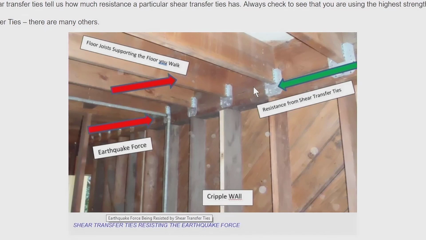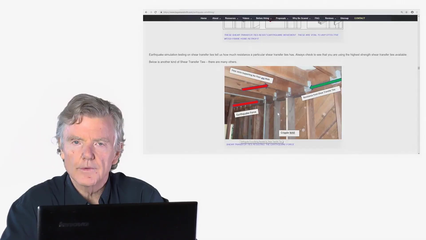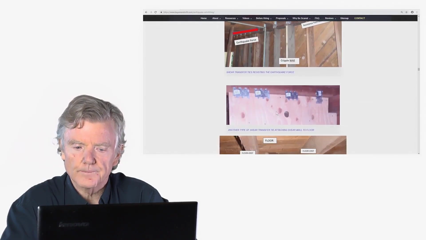So this is one type of shear transfer tie, lots of different types, but that's the basic principle. Earthquake force comes here, and the shear transfer tie keeps it attached to the top of the cripple wall. This is the entire cripple wall. It keeps it attached to the cripple wall. And then let's assume this has plywood on it. Let's assume it's bolted. The cripple wall won't collapse and the house will stay on the foundation.